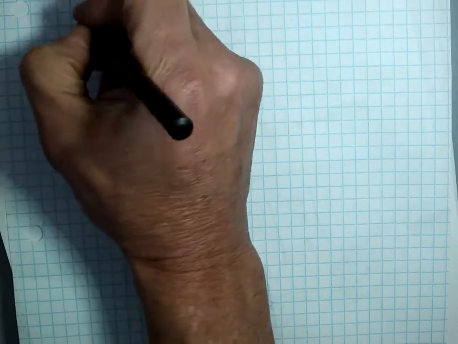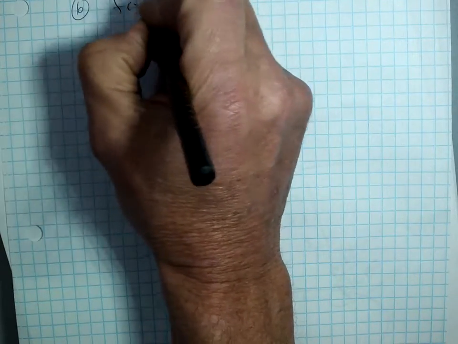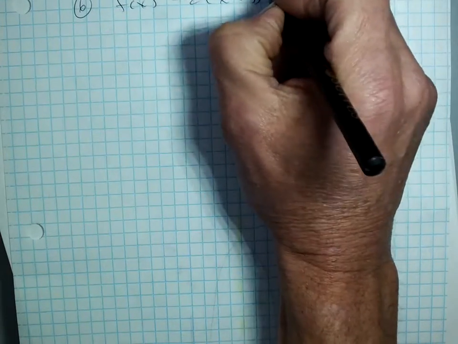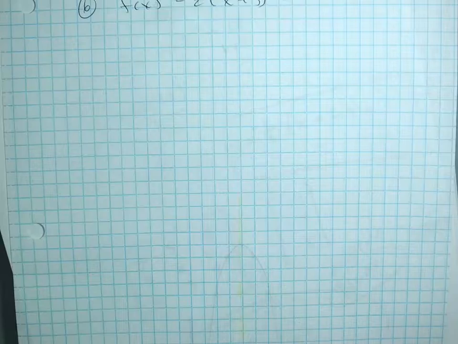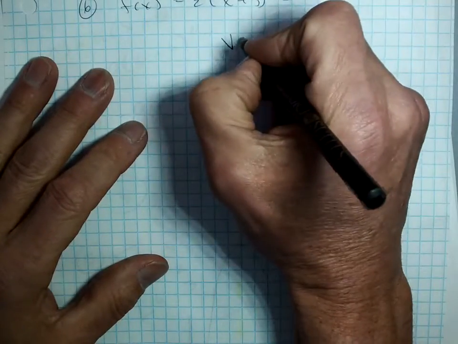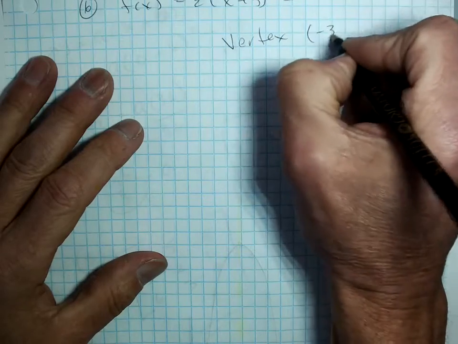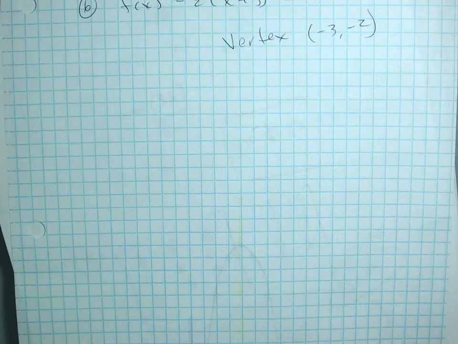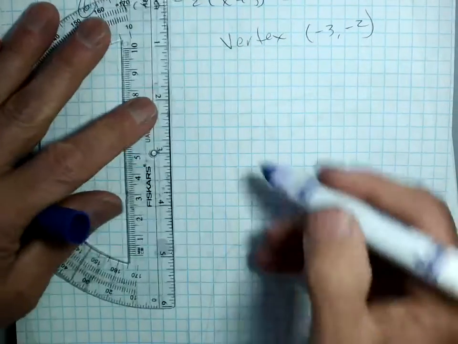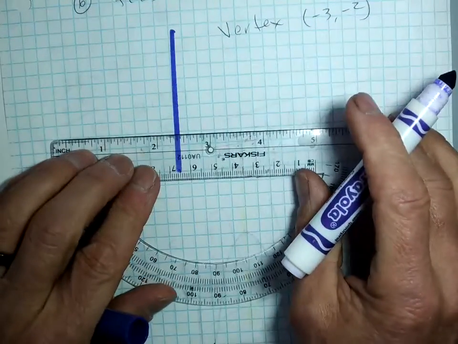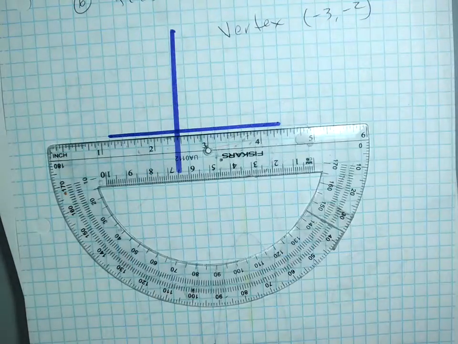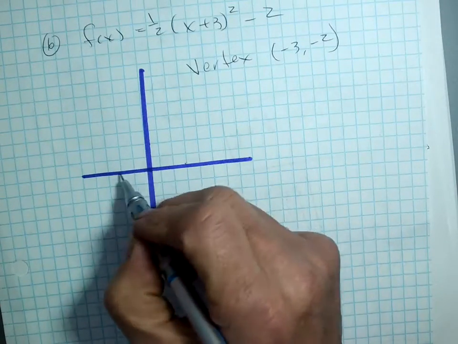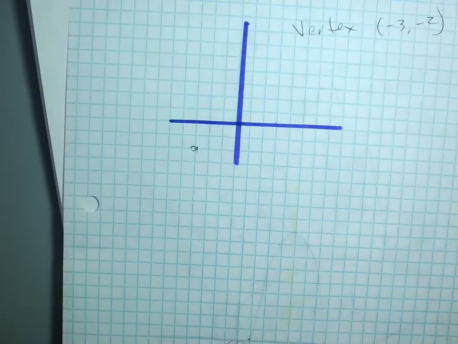Number 6. We're going to graph f of x equals one half times the quantity x plus 3, squared, minus 2. So the vertex is at negative 3, negative 2. Put my xy axis in there. Negative 3, negative 2 is there.